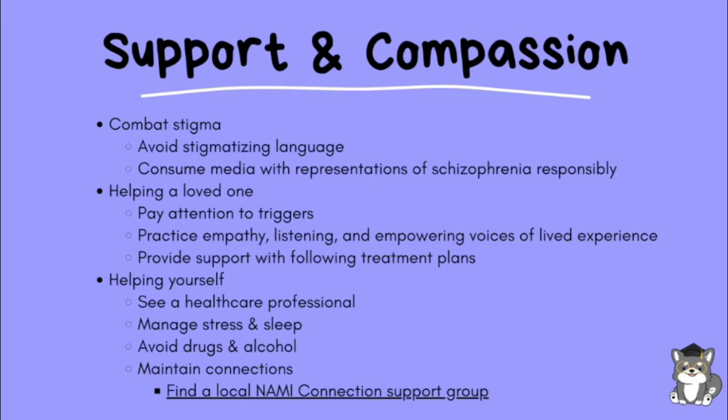So if you do have a loved one who you think or know has schizophrenia, pay attention to their triggers to help them avoid relapse. Practice empathy, listening, and empowering the voices of lived experience with schizophrenia and other mental health conditions. Understand that your loved one may be unable to see that they have schizophrenia. Their entire reality has been affected by their illness. So respond calmly and respectfully and let them know that you just want them to be safe. And provide support with following their treatment plans, whatever that looks like.